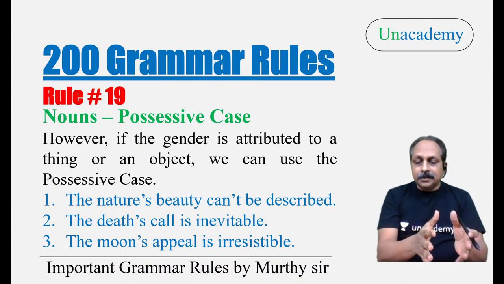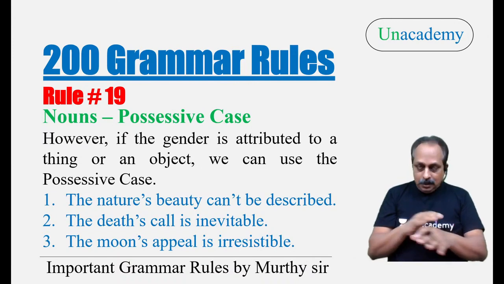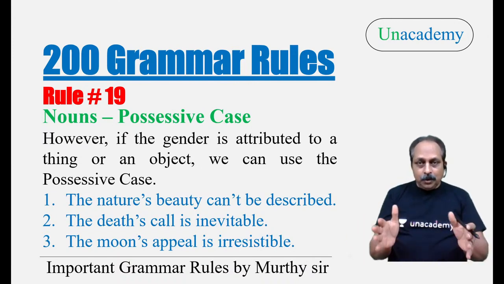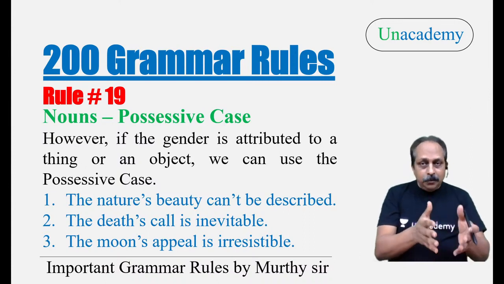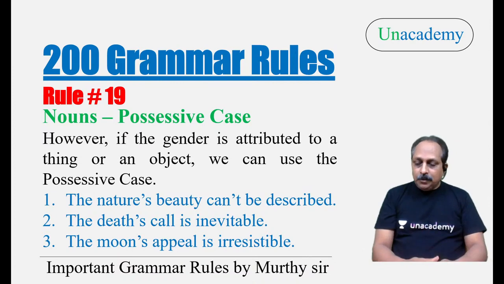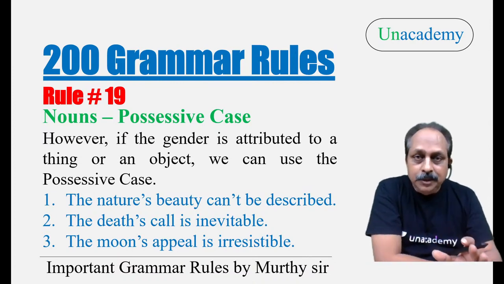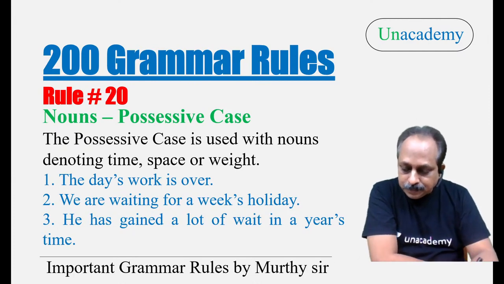These are all exceptions. Very simple. If no gender is attributed to things or objects, don't use a possessive case. If gender is attributed, as in the few examples you have learned, then you can use a possessive case. Have you got rule number 19? Please say yes or no. Then I will go to rule number 20.